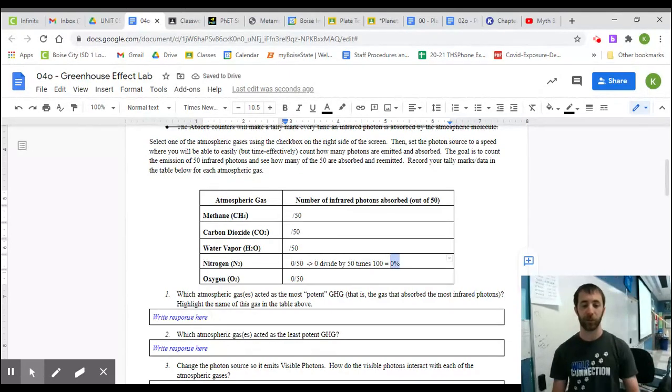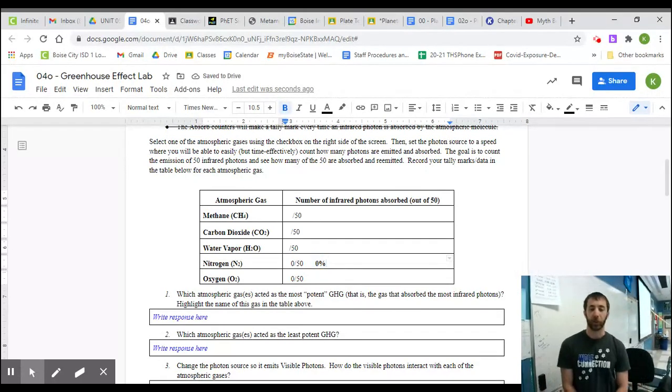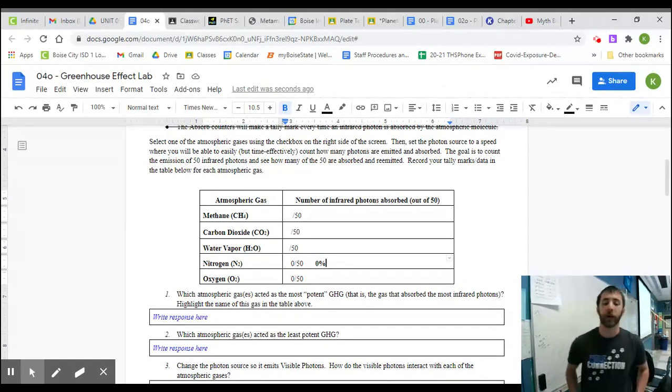You don't have to type out your equation, but I'd like for you to make sure that you bold this in. I want you to make this especially obvious. If we used a larger data set, we would obviously get a better number. But what this percentage represents is the percent likelihood that an infrared photon has to interact with that molecule.